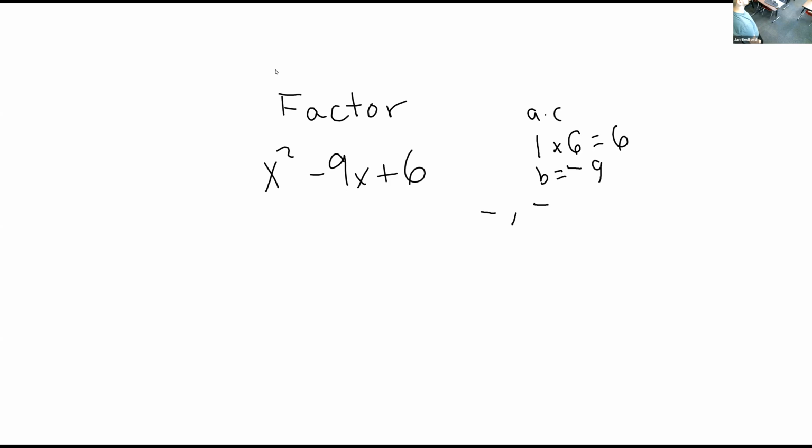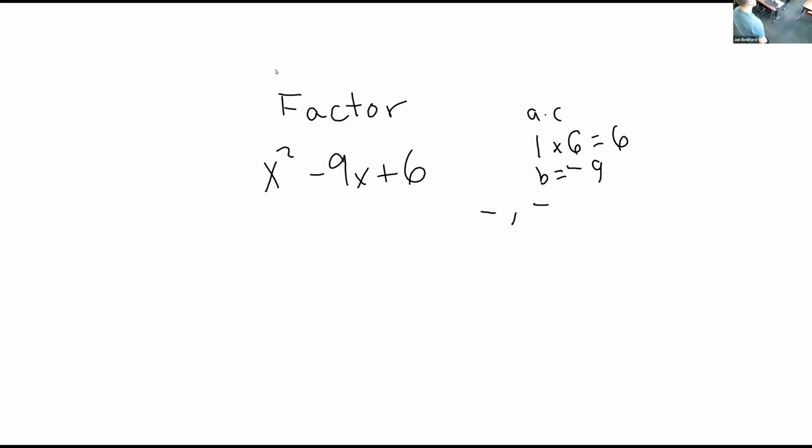Is that going the right direction? And multiply to give us 9, add to give us 6? Or actually, it's what is it? It's got to multiply to give you whatever A times C is. So it's got to multiply to give you 6, but add to give you -9. Now, is there a pair of numbers that does that?